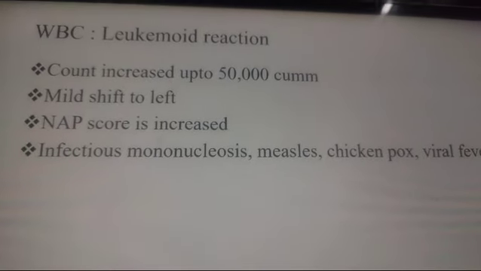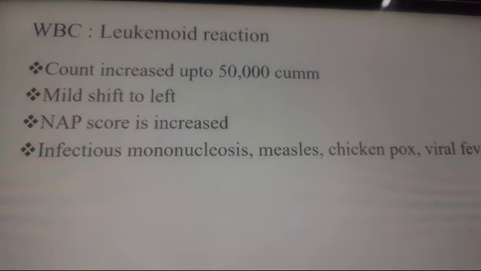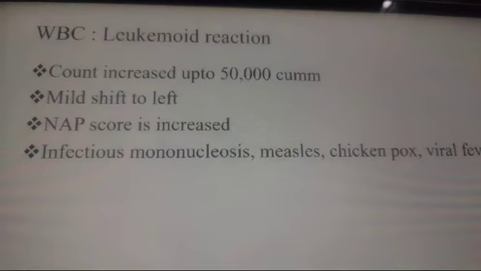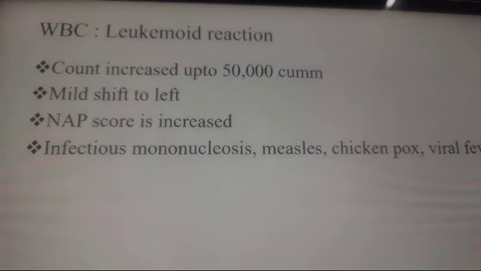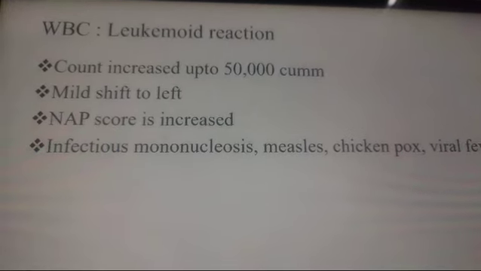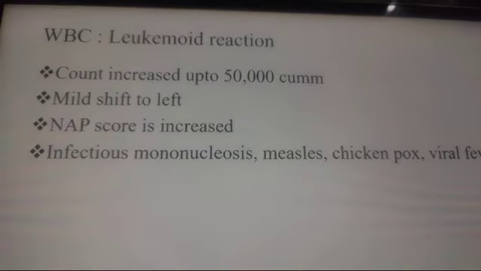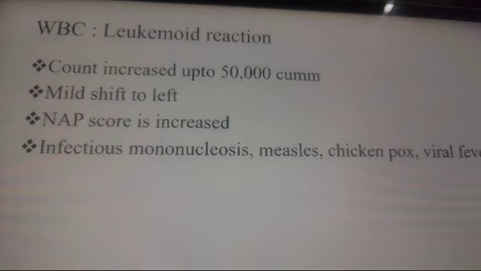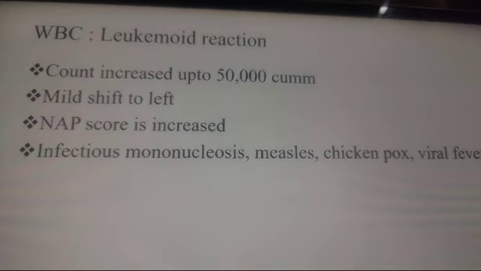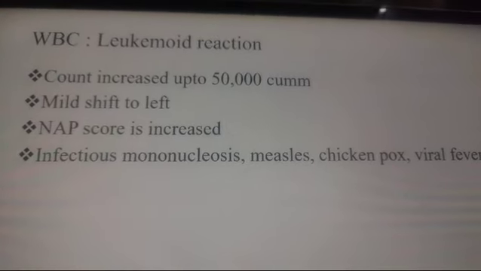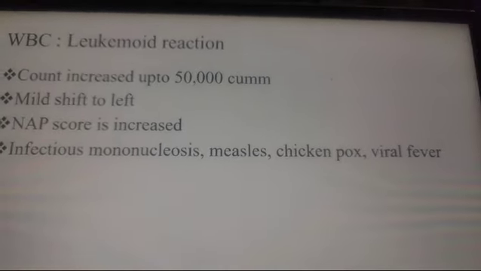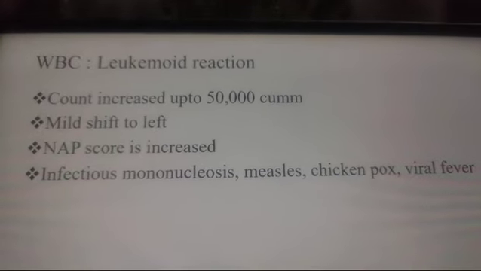Here is a question which is very commonly asked. What do you mean by leukemoid reaction? When the WBC count is increased up to 50,000 per cubic millimeter, you call it leukemoid reaction. There is a mild shift to left with myelocytes and band forms. The alkaline phosphatase score, which is called the NAP score, is increased, but there are no blast cells. It is seen in infectious mononucleosis, measles, chickenpox, and viral fevers.